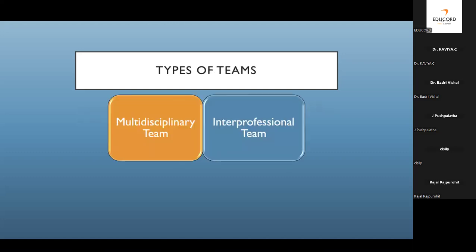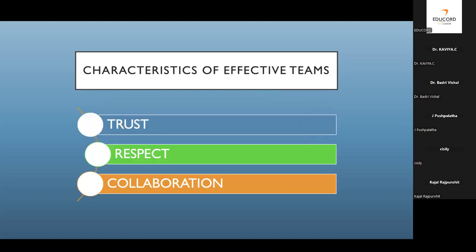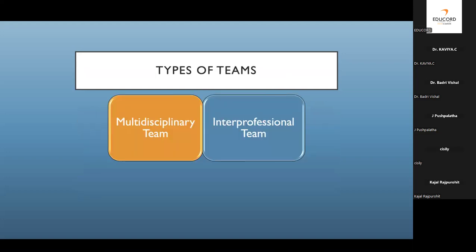The types of teams are multidisciplinary teams and interprofessional teams. When multiple professions are involved, it is an interprofessional team. When multiple disciplines from a similar kind of profession in the healthcare sector come forward for the management of the patient, it is multidisciplinary. I hope this is clear to everyone.